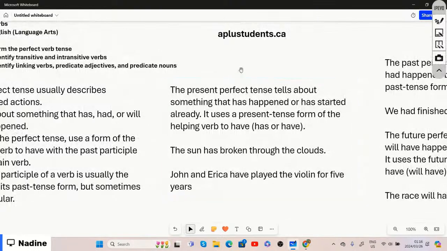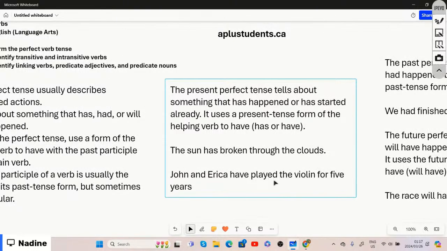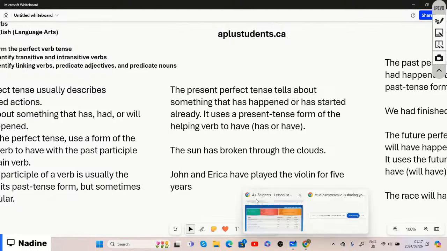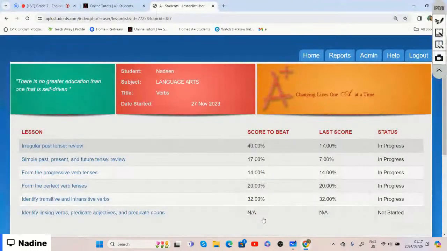Now we are going to our tutorial lesson on aplusstudents.ca. We're going to do that now and then also do our test on aplusstudents.ca. So let's go to aplusstudents.ca.